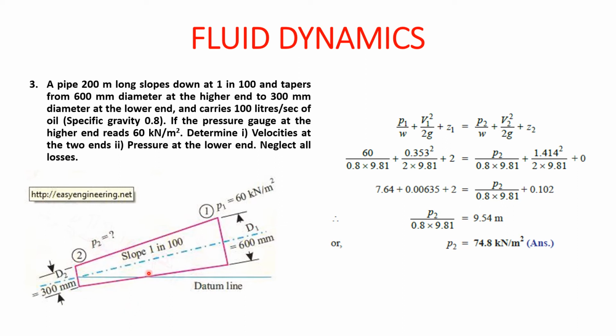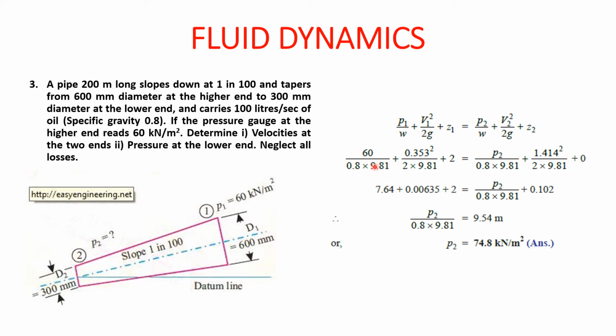So again, using Bernoulli's equation for the ideal incompressible fluids, P1 by W plus V1 square by 2G plus Z1 is equal to P2 by W plus V2 square by 2G plus Z2. In this equation, we are using W now as for oil, because water is not given here. Through this pipe, oil is flowing, having specific gravity as 0.8. So how to calculate this specific weight? We know P1 is 60, keeping this value in kilonewton per meter square only, divided by W. So what will be W? W will be specific gravity 0.8 into 9810 Newton per meter cube.